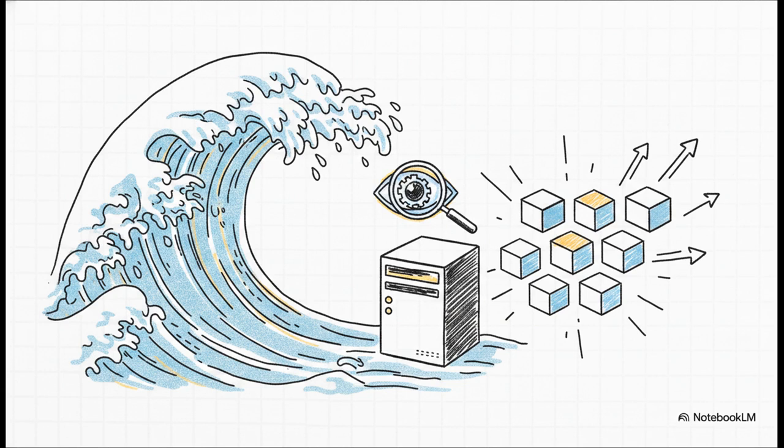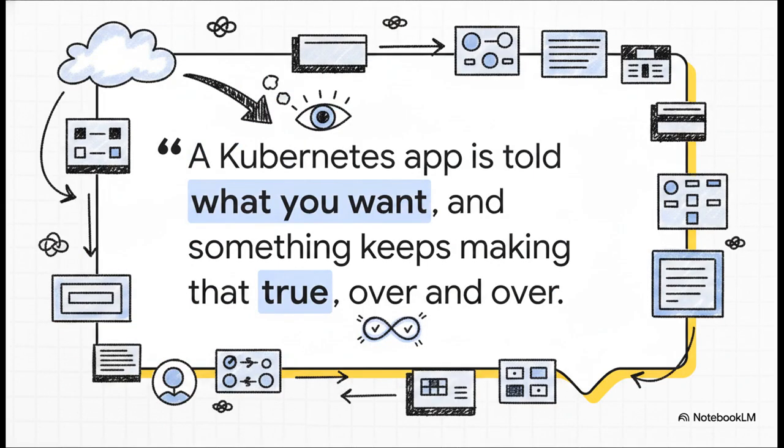Again, nobody gets a frantic phone call. If you take just one thing away from this explainer today, let it be this. A normal app only does what you tell it to do right now, once. But a Kubernetes app is told what you want, and something keeps making that true, over and over, forever. That is the fundamental promise K8s makes to you. Every file you write isn't a command, it's a promise Kubernetes keeps.